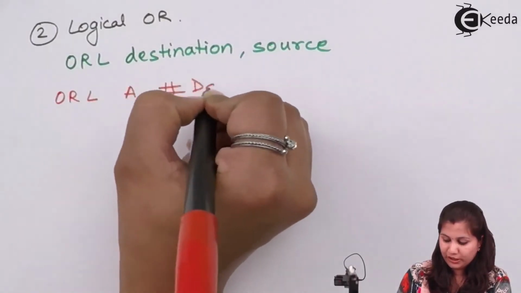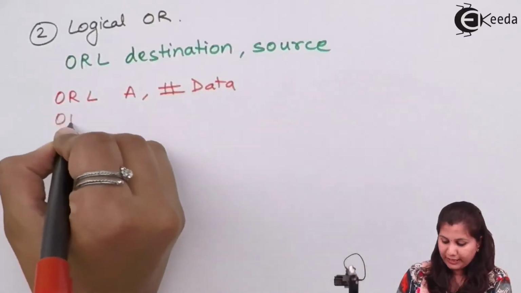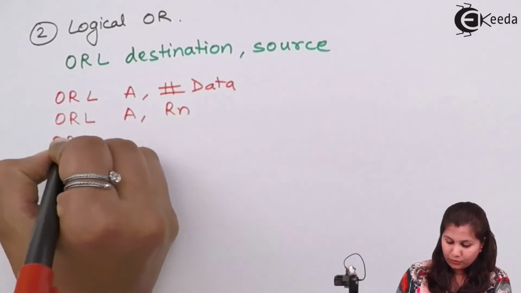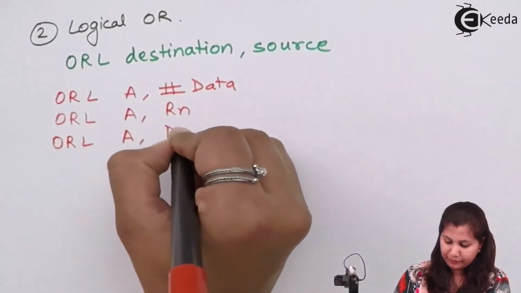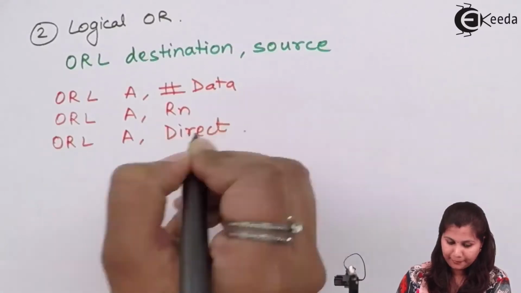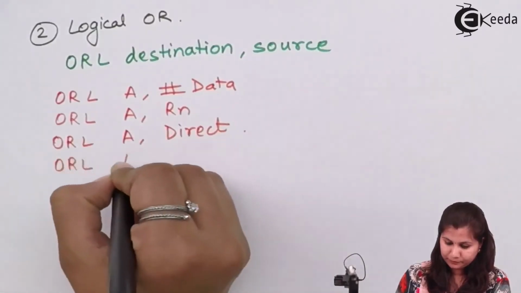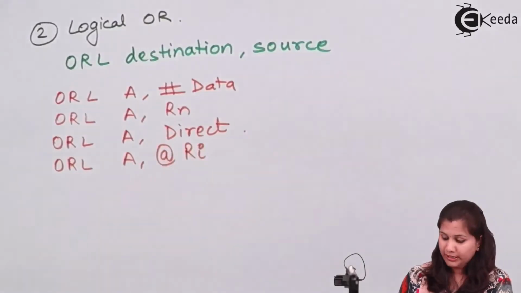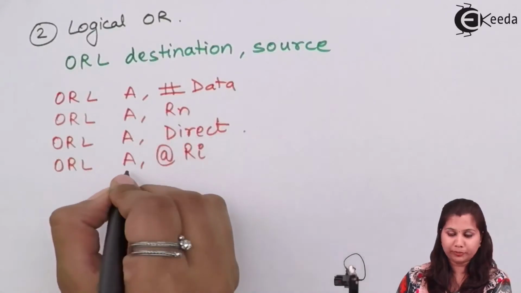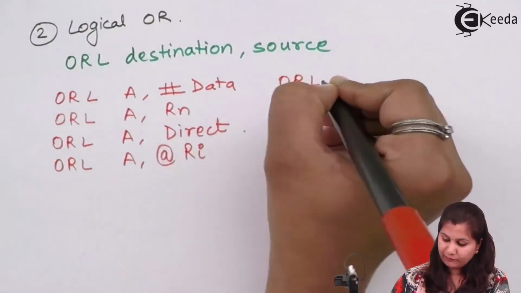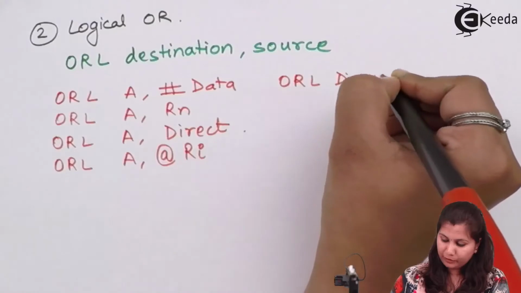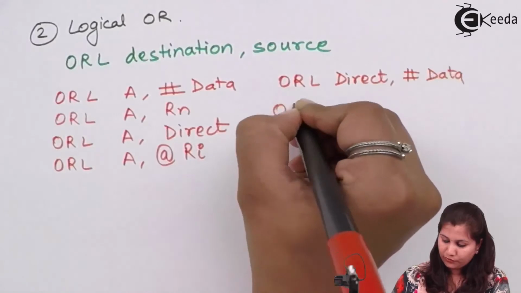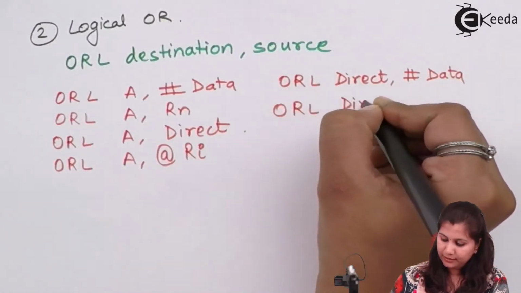Again, we have the immediate data, or we can have a register, or we can have a direct memory address, or we can use indirect addressing also. In this case the destination is the accumulator. We can have examples where the destination is the direct memory location and we are having data here. Also we can have the source as the accumulator.